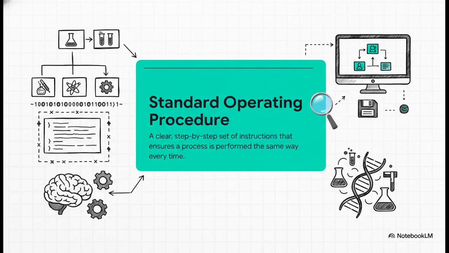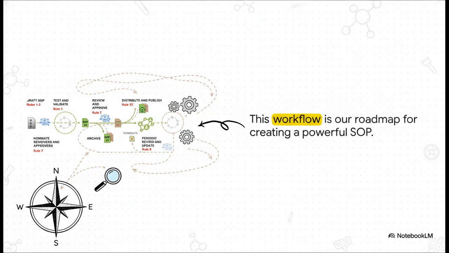Put simply, it's a clear, step-by-step set of instructions that make sure a process is done the exact same way every single time. And I absolutely love this analogy here. An SOP is the source code for your research. If you don't share the code, nobody else can run your program. It's that simple. And check this out. This workflow diagram is basically our map for the rest of this explainer. It shows the whole journey. We're going to keep coming back to this as we walk through everything from the first draft all the way to getting it published and keeping it updated.